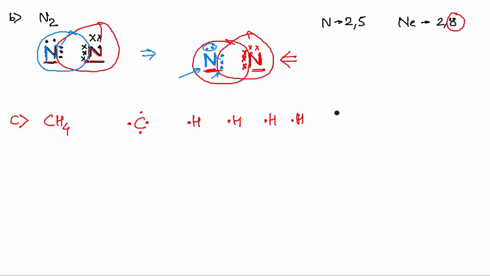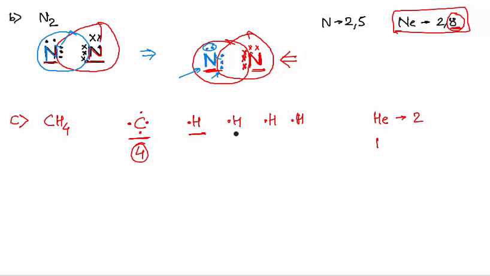Now look at this. What is the nearest noble gas for hydrogen? It is helium, with 2 electrons. And for carbon the nearest noble gas is again neon. So carbon should have 8 valence electrons. Now it has 4 valence electrons, so it is in need of 4 more electrons.